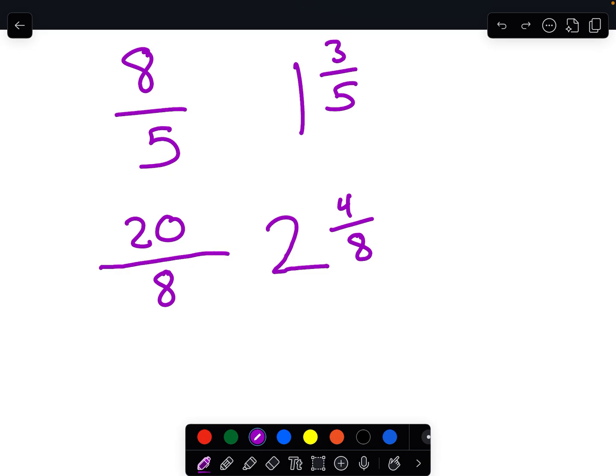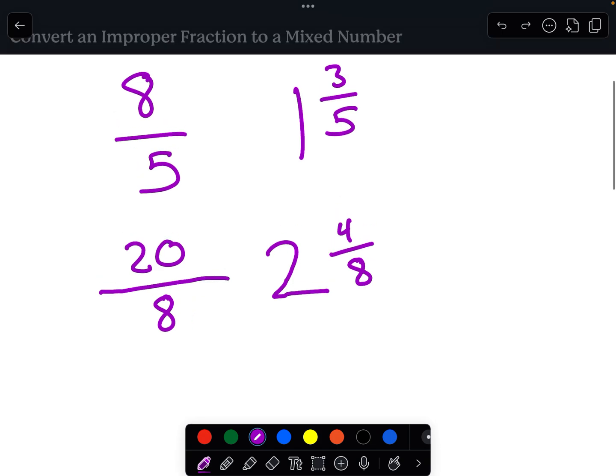And so that is another way to work with these numbers. And that is it.